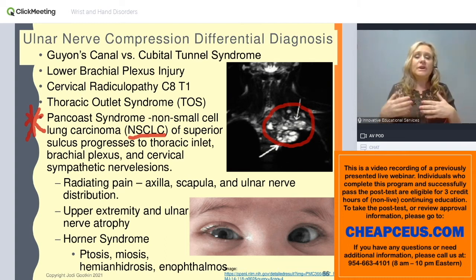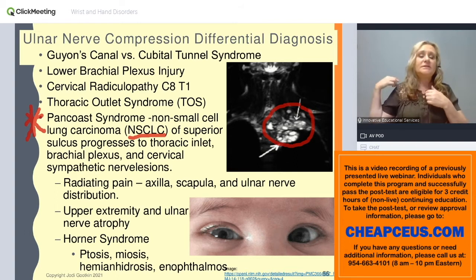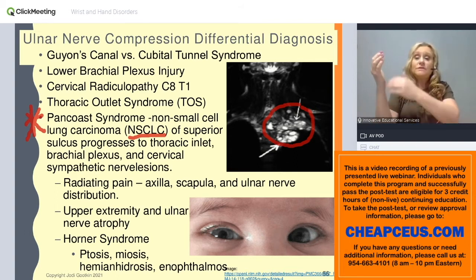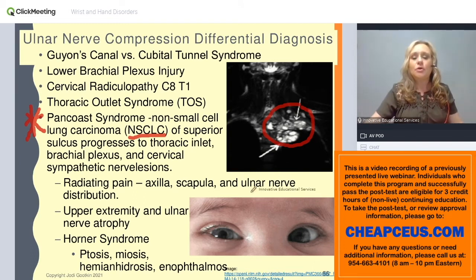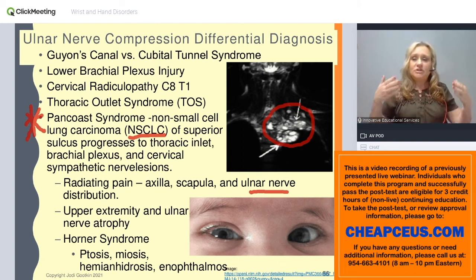The patient complains of radiating pain into the scapula, the axilla, particularly the ulnar nerve distribution that we just discussed, because of the path the metastases takes and what becomes compressed in the brachial plexus. Particularly that ulnar nerve distribution seems to be vulnerable with that metastases. When we're looking at any patient, we should really be assessing the entire quadrant.